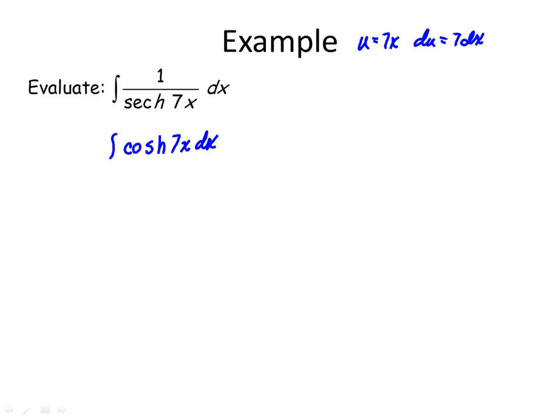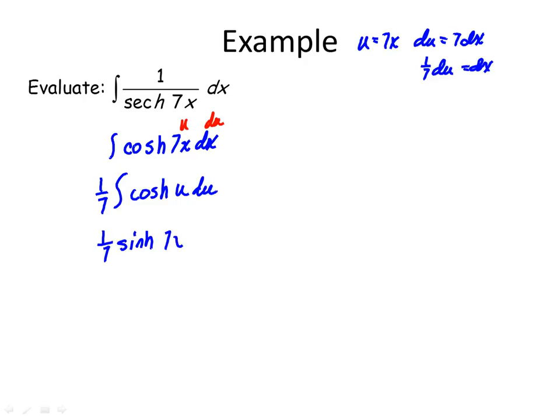Okay, so here is u, and I need du just to be dx. So am I going to have to use compensation? Yes. So I need 1/7 of du to be dx. So we're going to have 1/7 the integral of hyperbolic cosine u du. Go to your formulas page, find that, and so you're going to have 1/7 hyperbolic sine u, which is 7x, plus c.